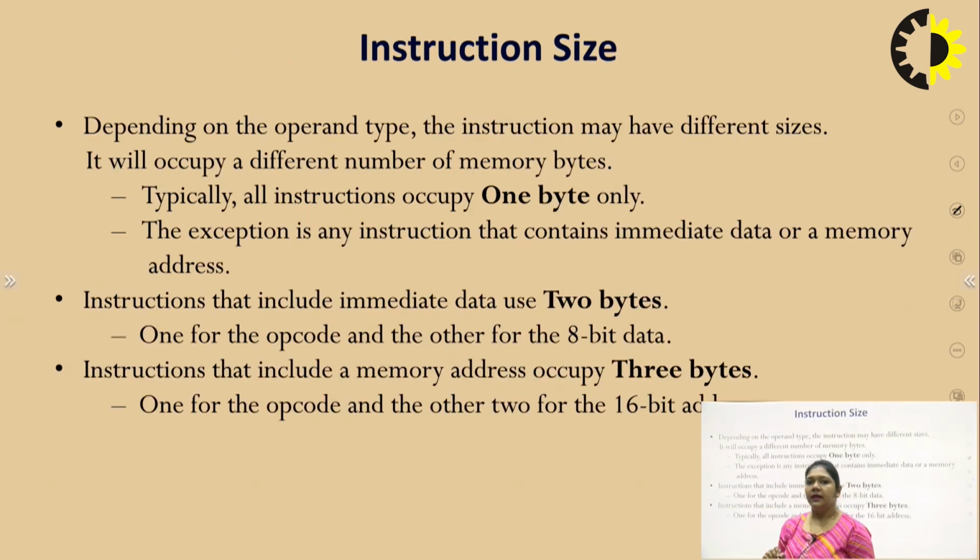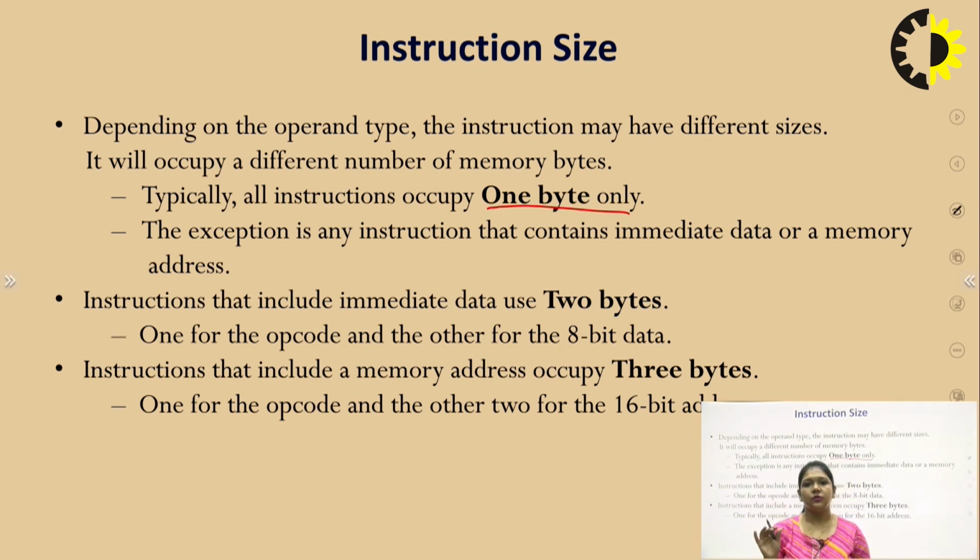Next, instruction size. Depending upon the type of operands, the instruction may have different sizes, and there can be three types of instruction sizes: 1 byte instruction, 2 byte instruction and 3 byte instruction. So we will discuss the 1 byte instruction first. We have just discussed the opcodes.